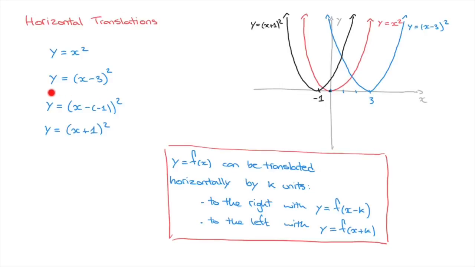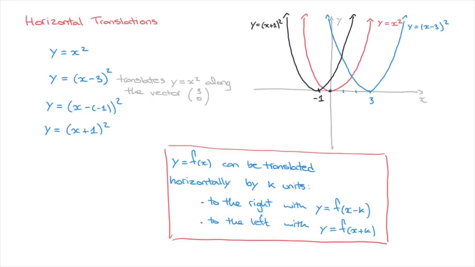Looking back at this first example we had here, y equals (x minus 3) squared, which shifted the curve 3 units to the right, we can use vectors to describe this translation, and we can state the following. y equals (x minus 3) squared translates y equals x squared along the vector (3, 0), where this positive 3 tells us that we've moved the curve 3 units to the right, and this 0 tells us that we haven't moved the curve in the vertical direction.